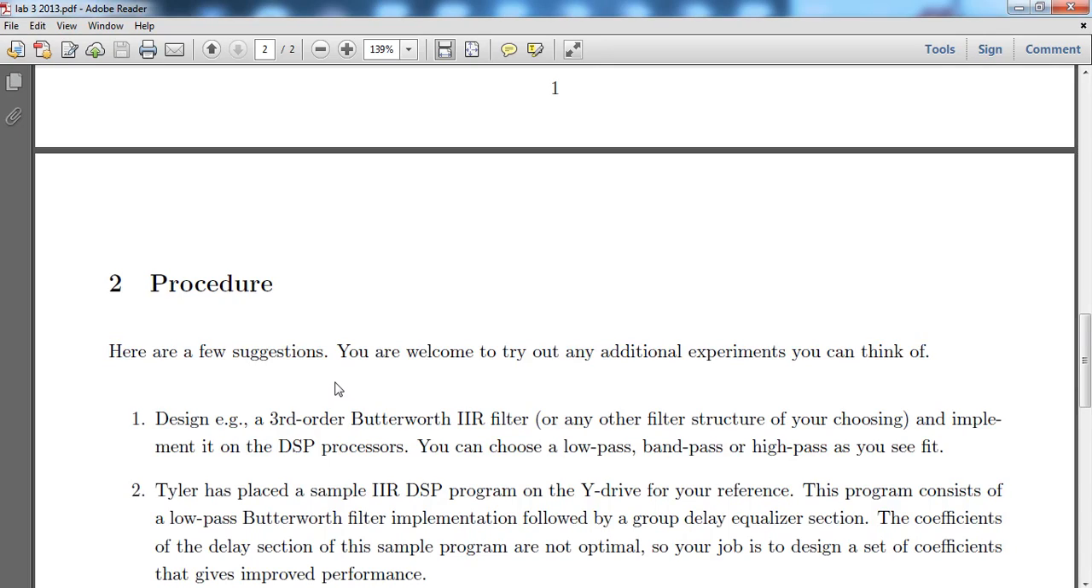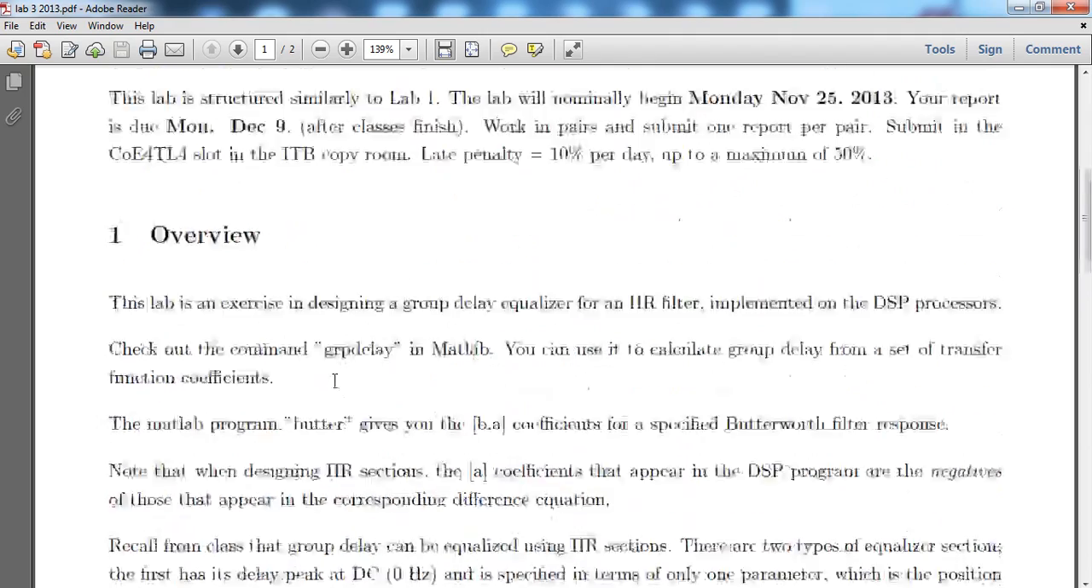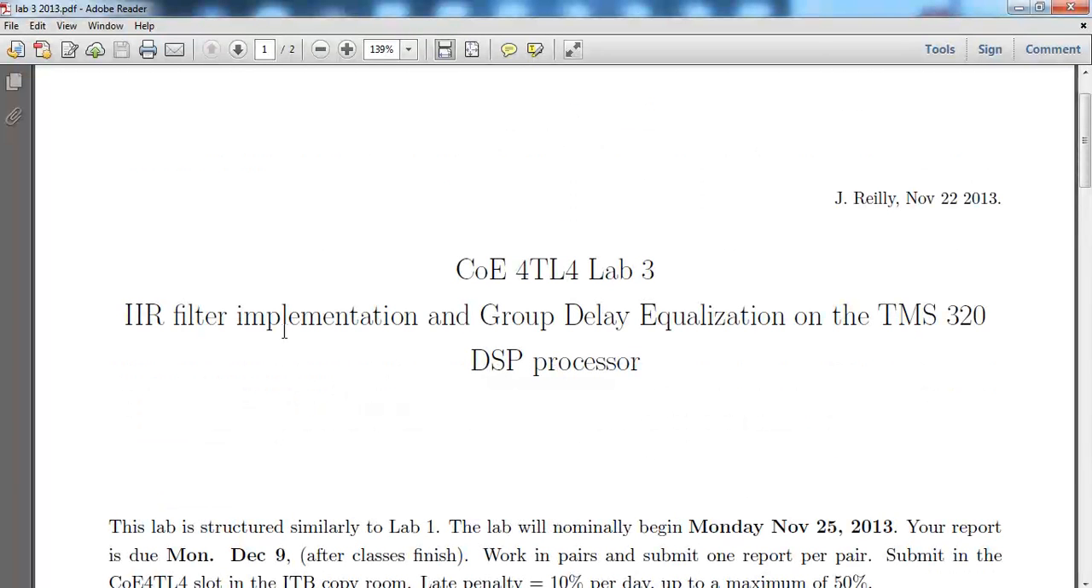Hello DSP guys, this is a small note about lab 3. In this lab you are required to make some filter implementation and then group delay equalization.